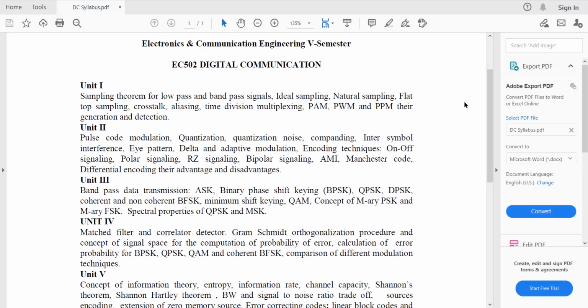Then comes time division multiplexing. Time division multiplexing is basically used when we are transmitting multiple signals through the same channel at different times. So that is why it is called time division multiplexing. A frame of time is divided into multiple parts, and each part is used to send a signal. So we will be studying time division multiplexing.